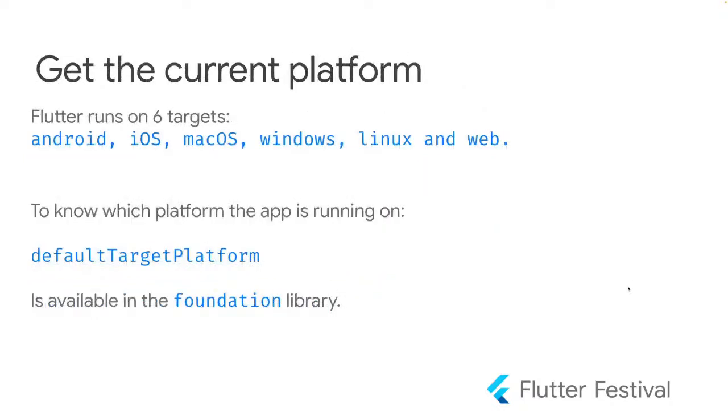Flutter runs on six targets: Android, iOS, macOS, Windows, Linux, and web. To know which platform my app is currently running on from Flutter directly, we call defaultTargetPlatform. defaultTargetPlatform is a getter that is already available. I can use it immediately from the foundation library. Let's see what this looks like.